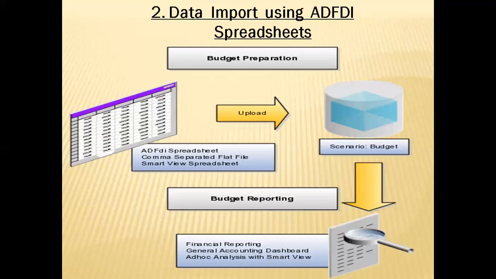One is the flat file, one is the spreadsheet, and one is the Smart View way of presenting it. Let me explain the first one, which is the flat file. Here you can see the ADFDI spreadsheet, comma separated flat file, and Smart View spreadsheets. What you do in budgeting is, there are 2 common types of flat files: one is CSV form and one is delimited files.